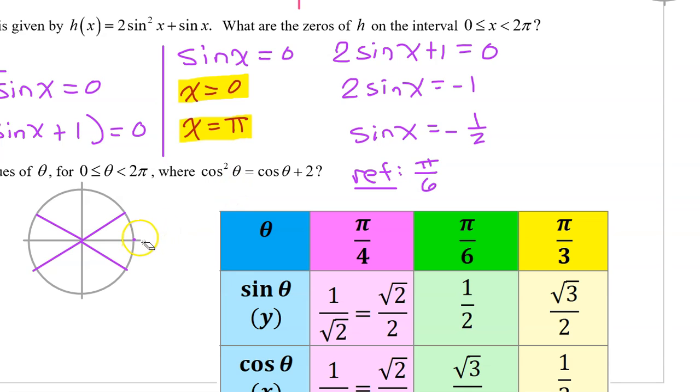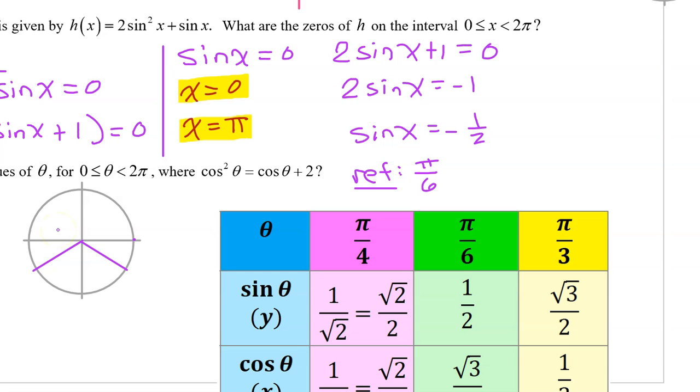On the interval from 0 to 2 pi, here are the 4 angles with a reference angle of pi over 6. Since we want sine to equal -1/2, we will stick to the third quadrant and the fourth quadrant, where the y value, and thus the sine function, is negative.